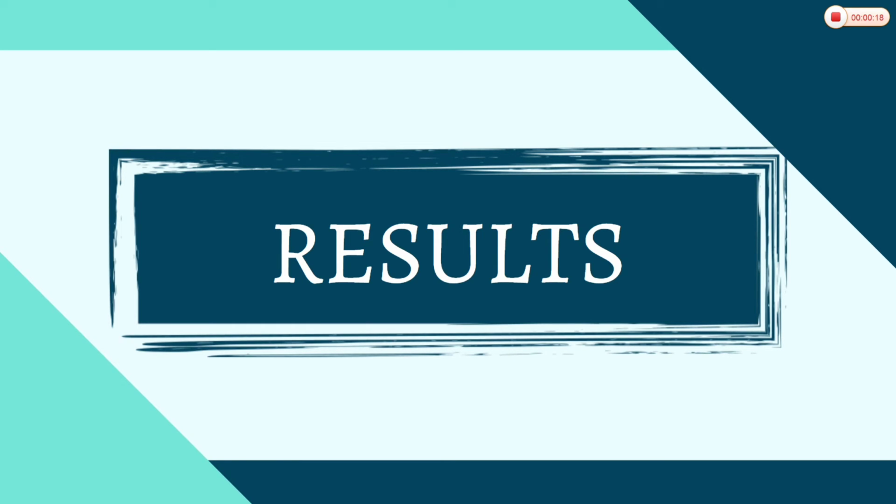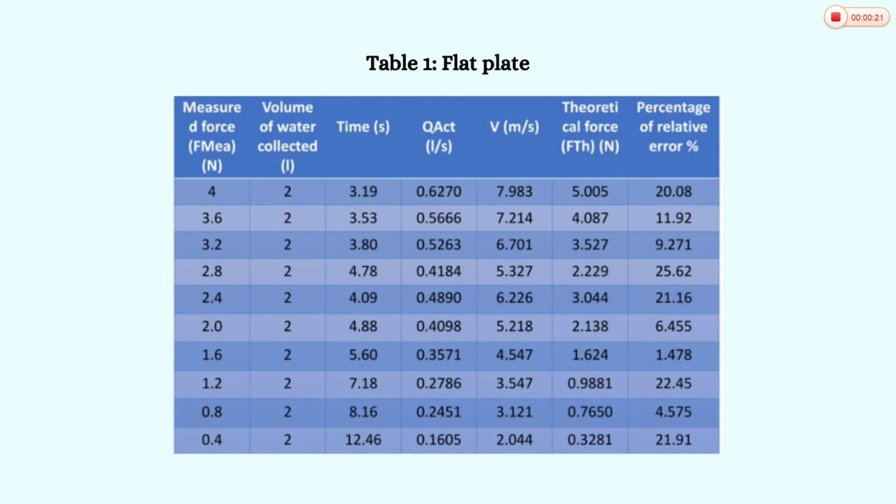So for the results, this is the result for the flat plate. As you can see, this is the measured force, which is already given, and this is the volume of water collected in liter. It's a constant 2 liter, and the time is given. The flow rate Q we can calculate by volume divided by time.